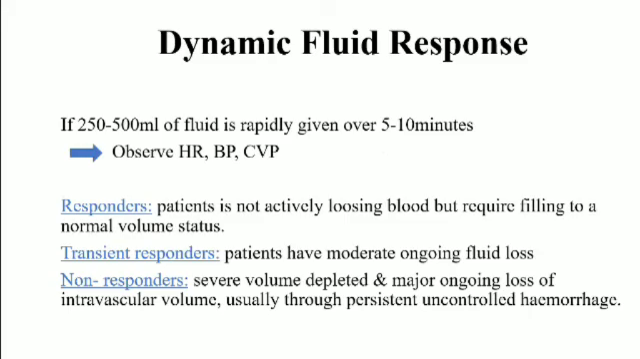Then dynamic fluid response. When we initiate infusion, 250 to 500 ml of fluid is rapidly given over 5 to 10 minutes, and then we observe the heart rate, blood pressure, and central venous pressure. We can categorize the patients in 3 categories. The first one is responders. The patient is not actively losing blood, but requires filling to a normal volume status. Some patients are transient responders. They have moderate ongoing fluid loss, and some are non-responders, usually with persistent uncontrolled hemorrhage.